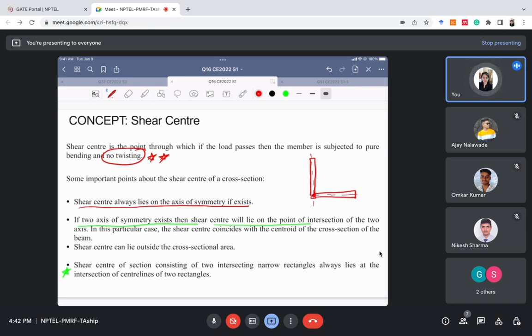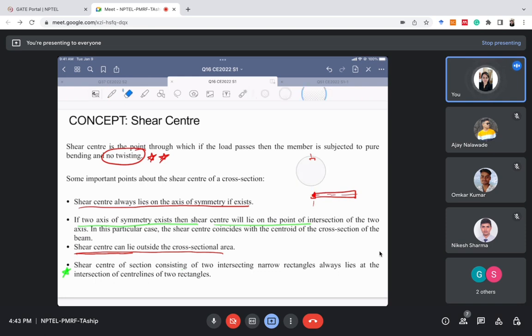So basically, these four points and the definition of the shear center you should remember. Sometimes they can give you four options, and in one of the options they can write that the shear center cannot lie outside the cross sectional area, and ask which of the following statements is false. So you have to keep in mind that the shear center can lie outside the cross sectional area as well. They can twist and turn these four points and give you a problem related to this.